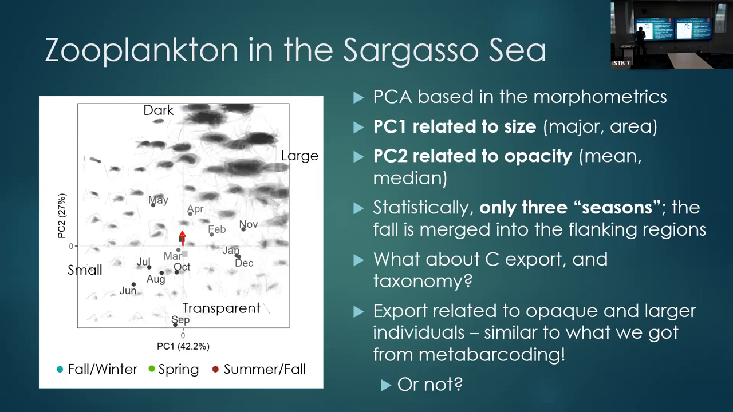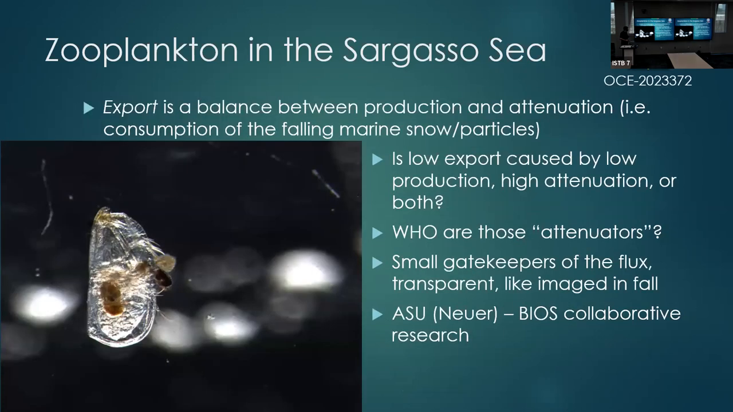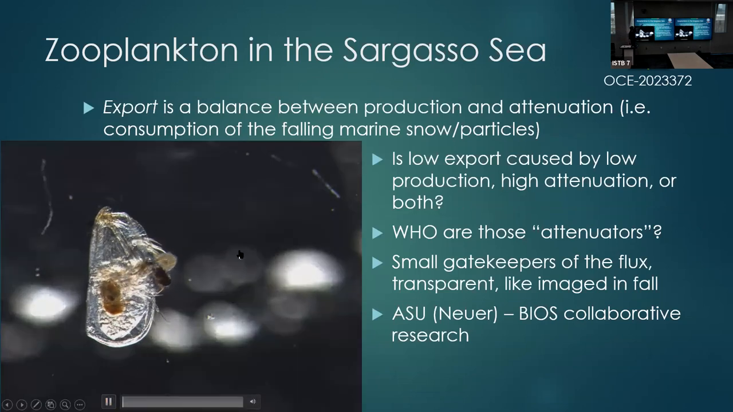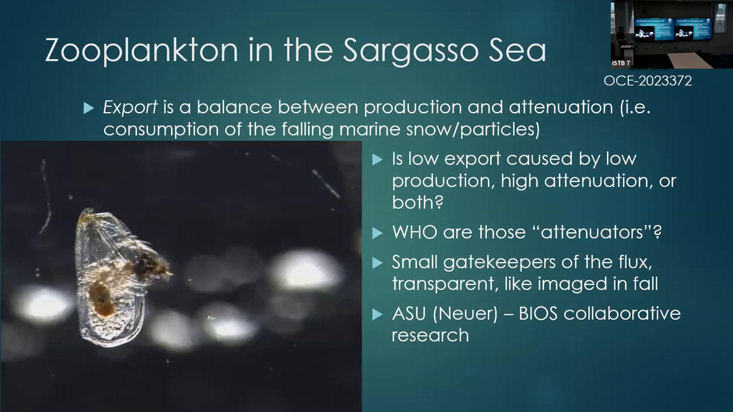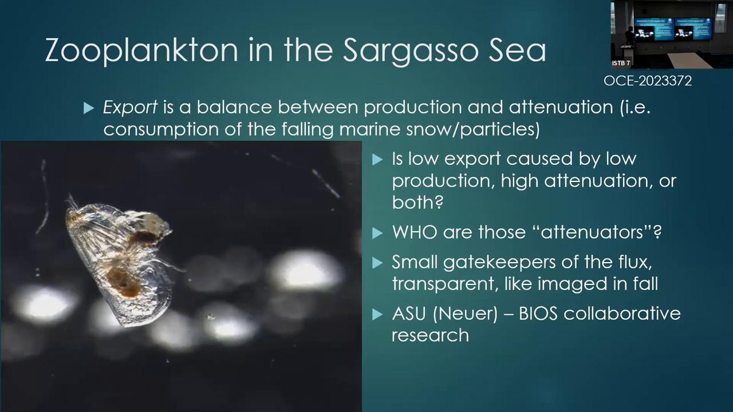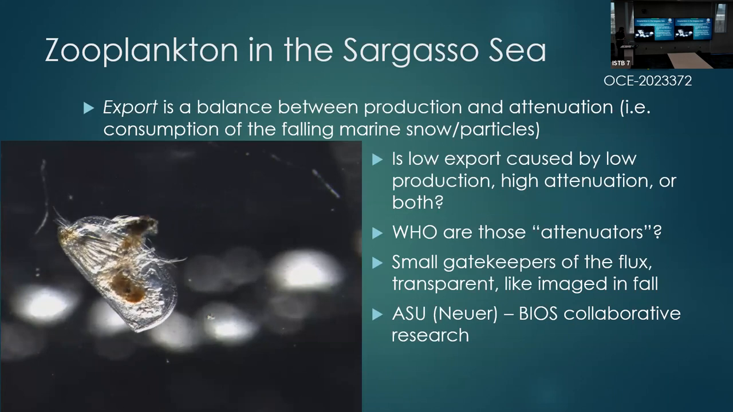But then this is one of the parts where, to be a little bit philosophical, is export really related to opaque and large individuals or not? Export, meaning how the carbon goes down, is a balance between production of these particles and attenuation, that is, the consumption of the fine particles. Here we have an ostracod, this is 1 millimeter, and it's actually eating a particle that was being created and is what sends the carbon that is exported.